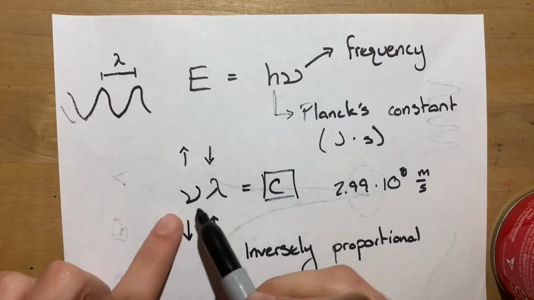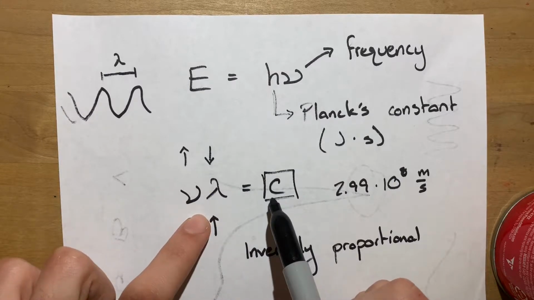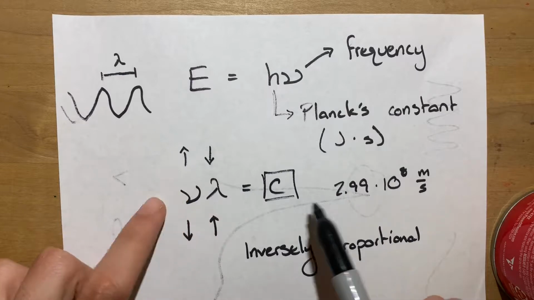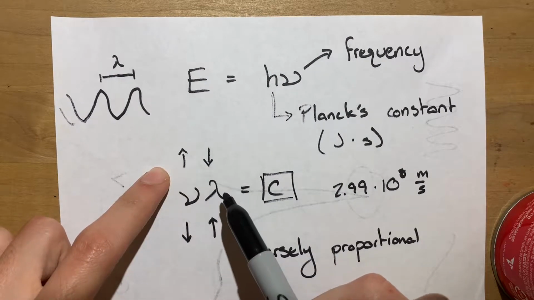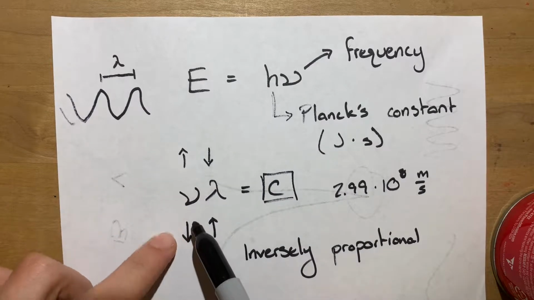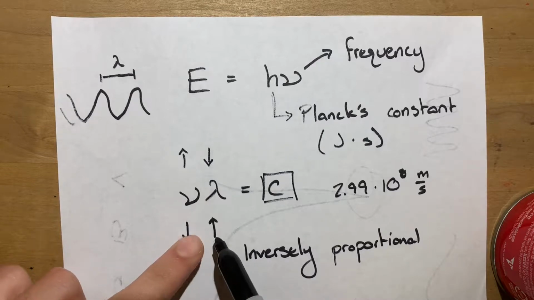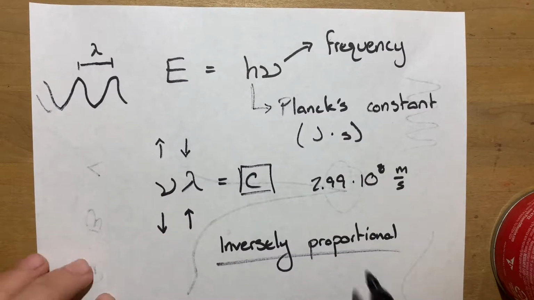We know that frequency times lambda is equal to the speed of light, right? And the speed of light is a constant. So we know that if we increase the frequency, then we're going to have to decrease the wavelength in order to keep c at this value, and vice versa. If we decrease frequency, then we're going to have to increase the wavelength, and hence they're inversely proportional.